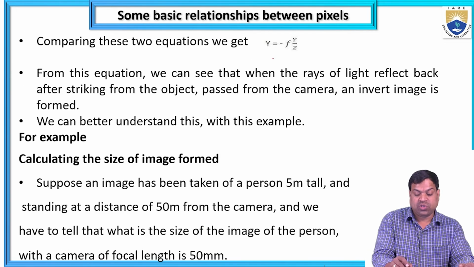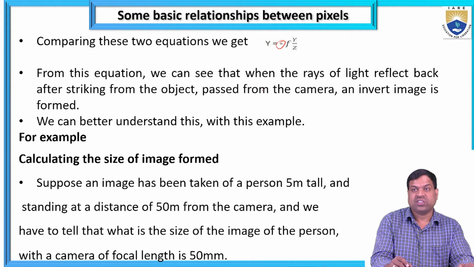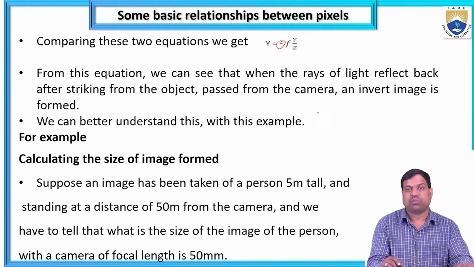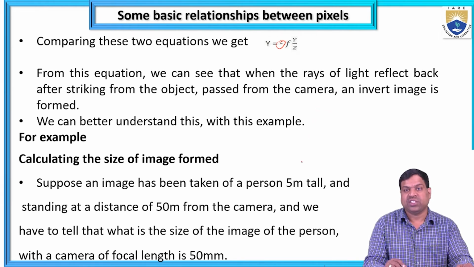So comparing these two equations, y equal to minus f into y by z, because of the reverse angle. From this equation we can see that when the rays of light reflect back after striking the object and passing through the camera, an inverted image is formed. We can better understand this with an example.